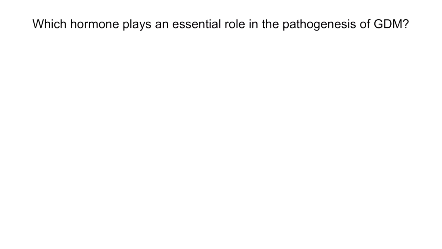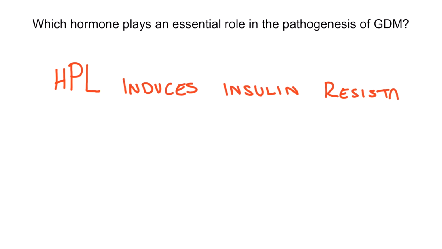All right, let's try a quick question. Which hormone plays an essential role in the pathogenesis of GDM? All right, as we discussed on one of the previous slides, human placental lactogen is the hormone that induces insulin resistance, and in some cases, GDM.